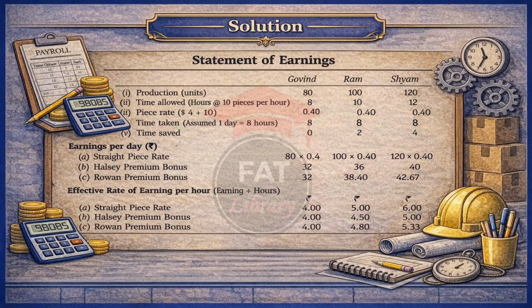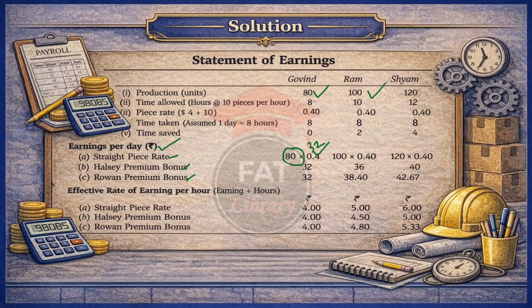So the first requirement is we need to calculate the earning per day. How do we calculate earning per day here? So under all three methods we are calculating. Come to the straight piece rate for Govind. The production for Govind is 80 units, and the rate per piece is 40 paise. So he will get 32 rupees.